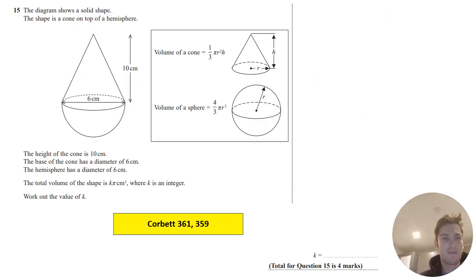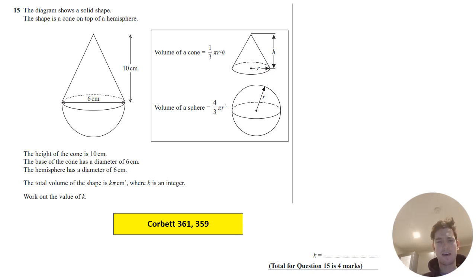Okay, question 15. The diagram shows a solid shape. The shape is a cone on top of a hemisphere. The height of the cone is 10. Okay, you can see that. The base of the cone has diameter 6. The hemisphere also has a diameter of 6. The total volume of the shape is k pi, where k is an integer.